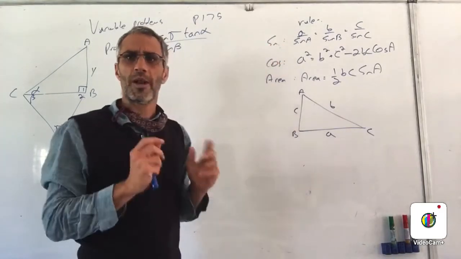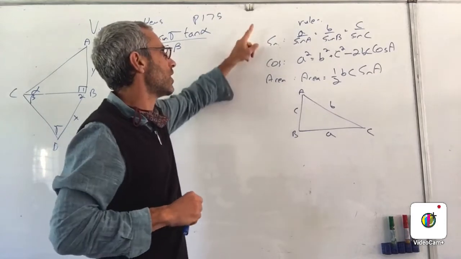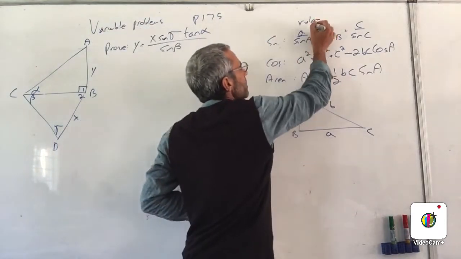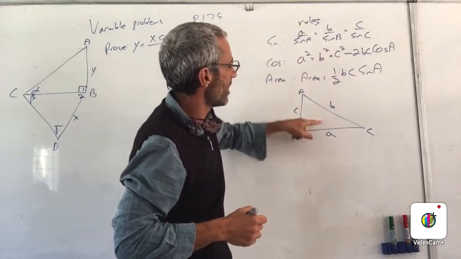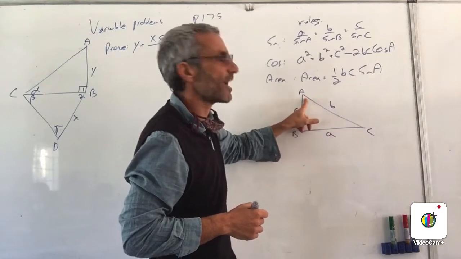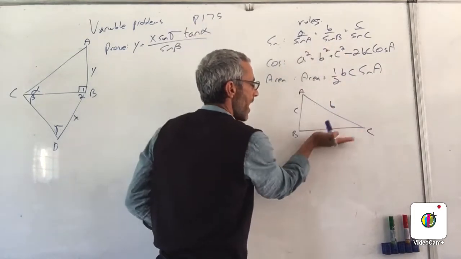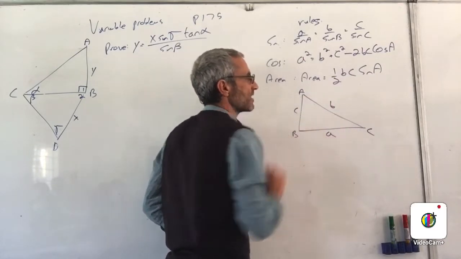The tools. Whenever we try to solve problems, you must have tools in your bag. And the tools we're using are the sine, cosine, and area rules. And the sine rule is basically the sine of the angle divided by the side opposite to it. That ratio is equal. So a over sine A equals b over sine B equals c over sine C.